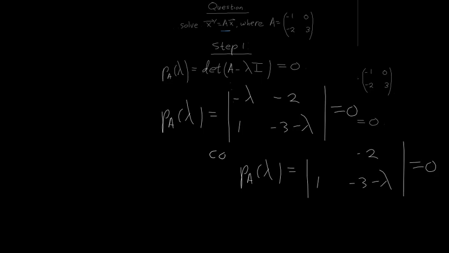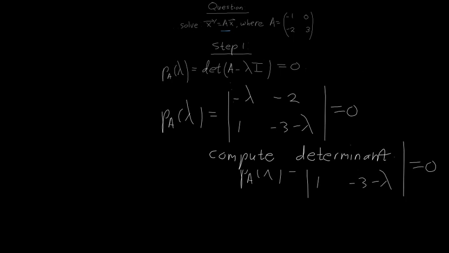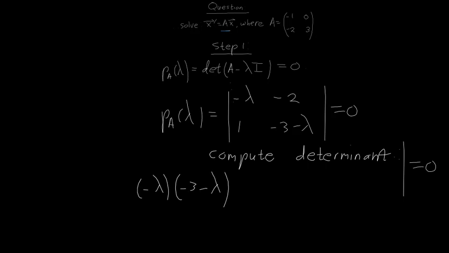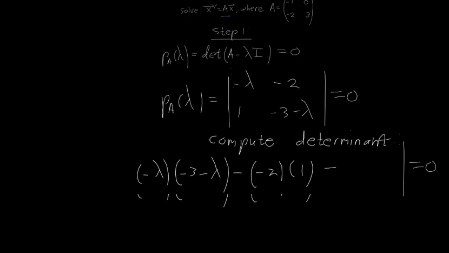So right here, we want to compute the determinant. Computing the determinant gives negative lambda times negative 3 minus lambda, minus 2 times 1. That's what we have here, and this should all be equal to 0 on the right-hand side.